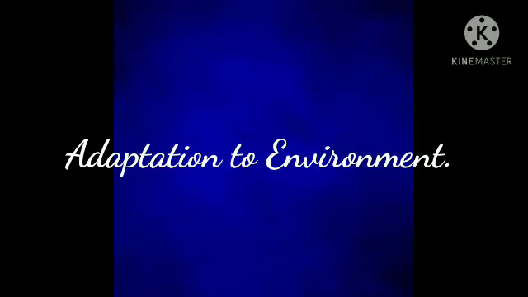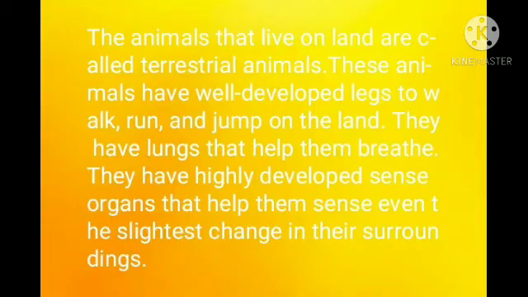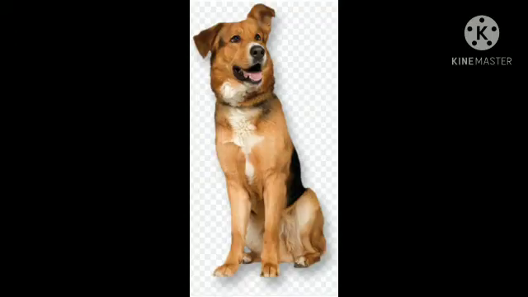Let us see adaptations to environment. Here is a subheading: Terrestrial Animals. Let us see how adaptation works for the animals which are terrestrial animals. What is meant by terrestrial animals? The animals that live on land are called terrestrial animals. Let us take the animal dog. A dog is a terrestrial animal because it is living on the land.